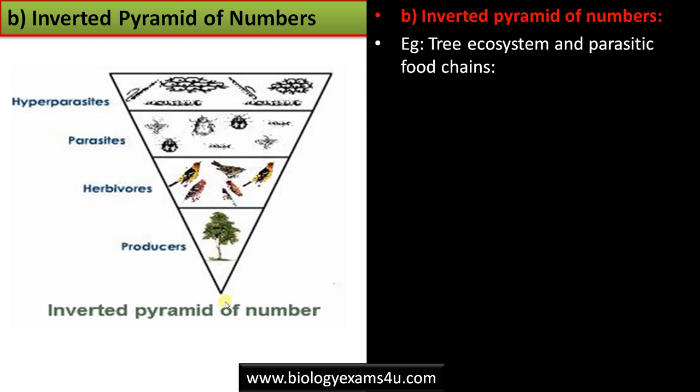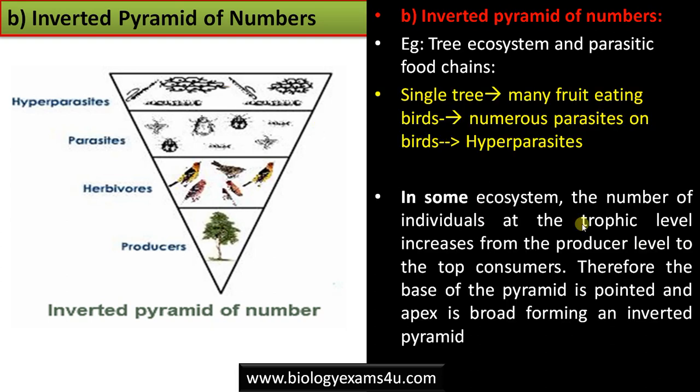So as we move up the trophic level, a single tree with many birds and numerous parasites, and on those parasites a large number of hyperparasites, represented by minute microorganisms like bacteria, fungus, etc. So as we move up the trophic level, the number is increasing, forming an inverted pyramid. In this ecosystem, the number of individuals increases from the producer level to the top consumers. Therefore, the base is pointed and the apex is broad, forming an inverted pyramid.